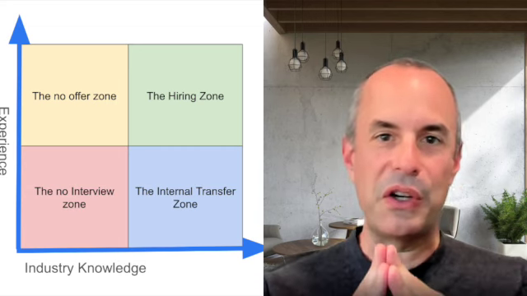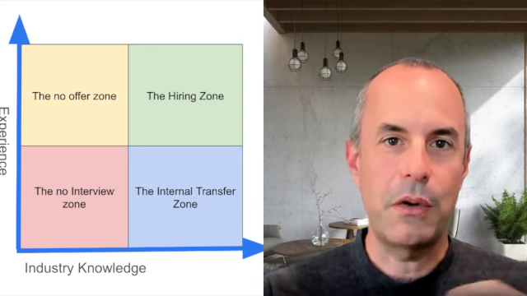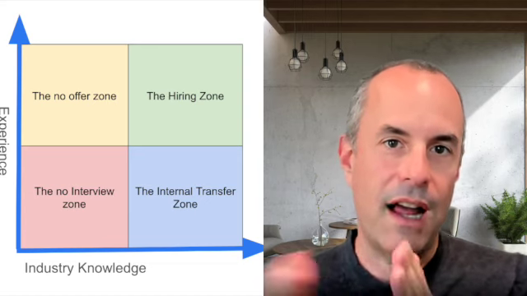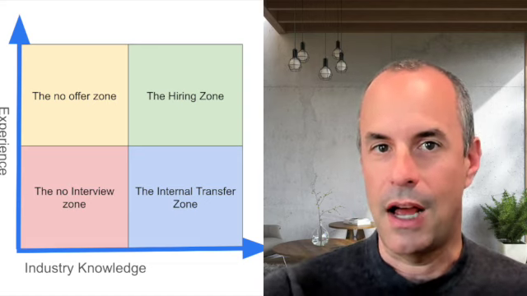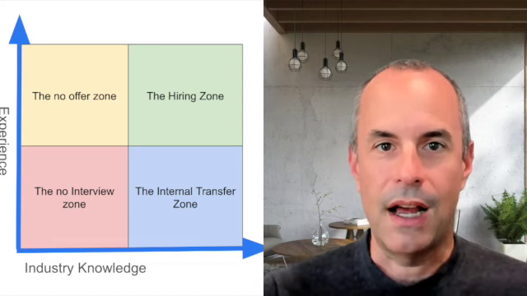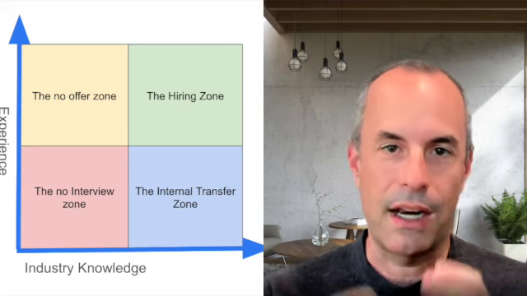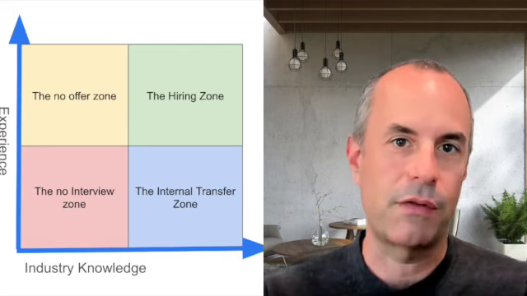Next, let's take a look at the bottom right quadrant here. I call this the internal transfer zone. This is a unique space where candidates will have a lot of industry knowledge, but not a lot of experience in the role. So an example might be someone who has worked at a specific company or in a certain space for a long time.